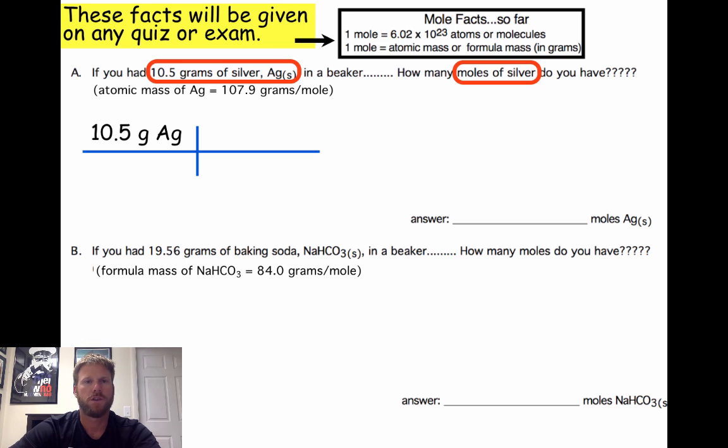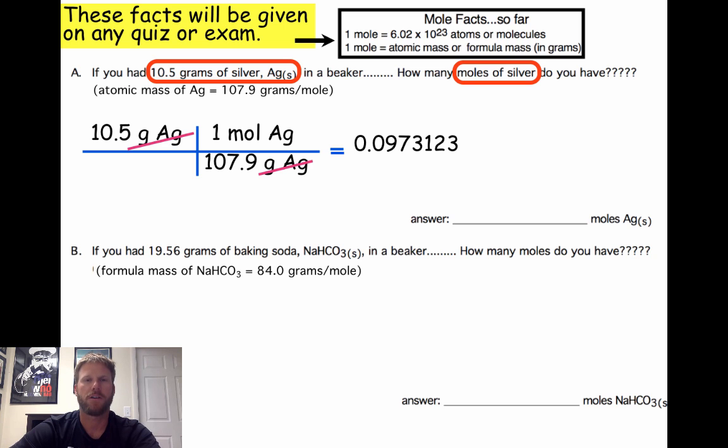So all we have to do is use the atomic mass. It's just, how do we use it? Do we use 107.9 grams per mole? Or do we use 1 mole as 107.9 grams? We need the grams to cancel. So we want the 107.9 grams on the bottom of our train track and 1 mole on the top. That way, our grams cancel. When we do this calculation, we'll get that number right there. But that would be the incorrect answer.